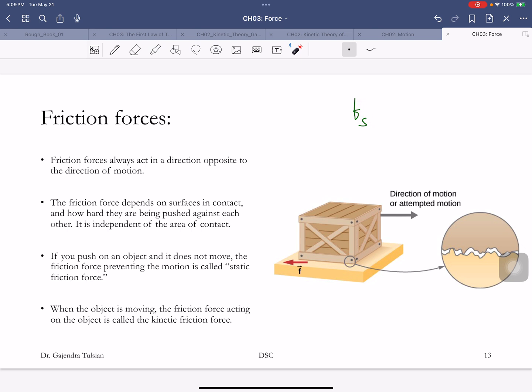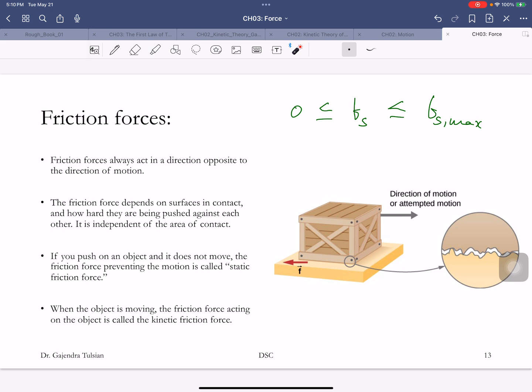Now here's the deal with the static friction force. Initially you applied 15 pounds and it did not move, so that was 15 pounds. You apply a 25-pound force and it did not move, and so this friction force increased to 25 pounds. So the static friction force can change from anywhere from 0 to a maximum value. The maximum value will be such that when you apply the maximum force, this box will just break loose and start moving. So the static friction force can be anywhere from 0 to a maximum value.